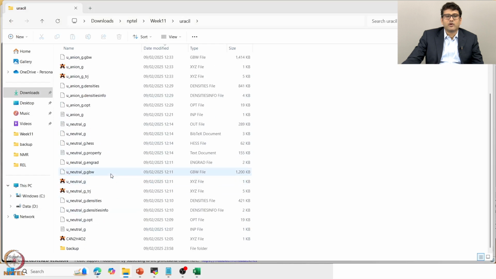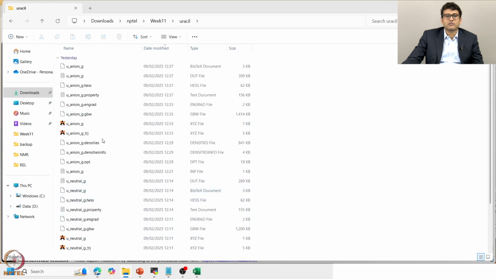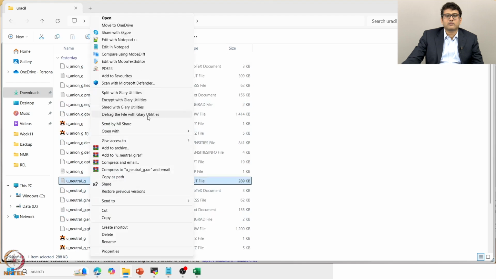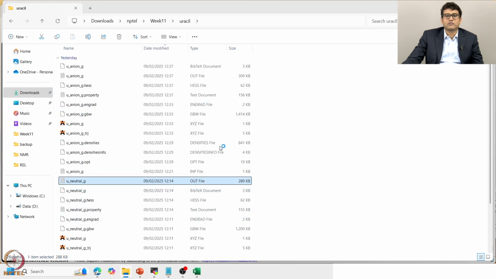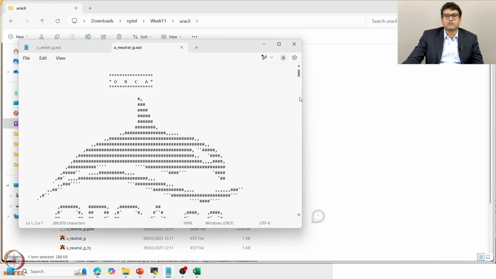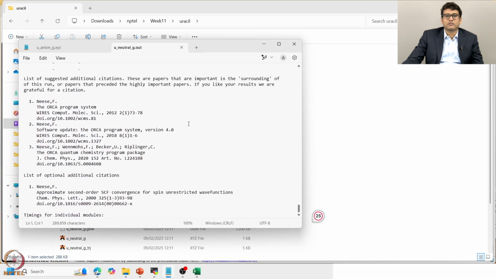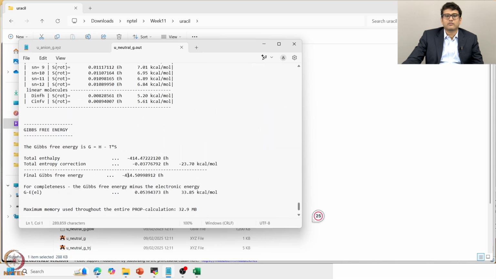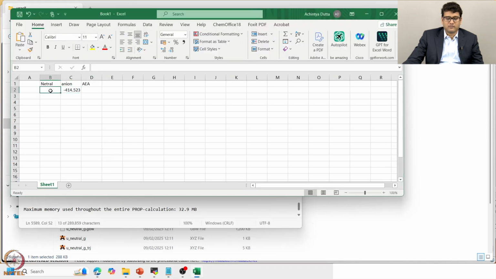Let me check the neutral also. This is my final Gibbs energy. Let me copy it for the neutral, and of course this is gas phase.